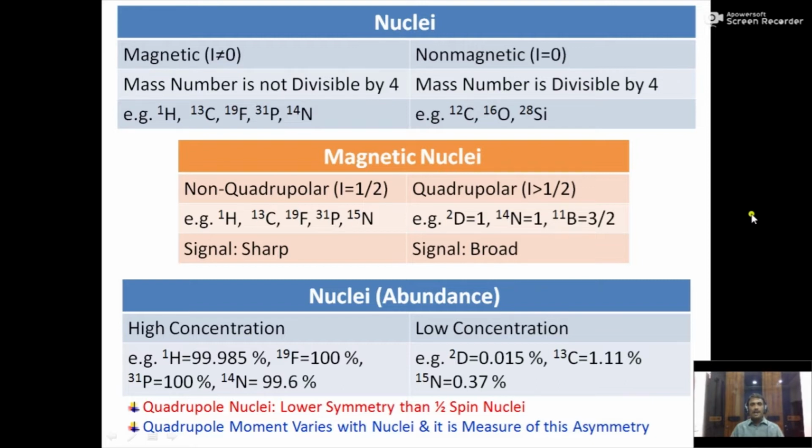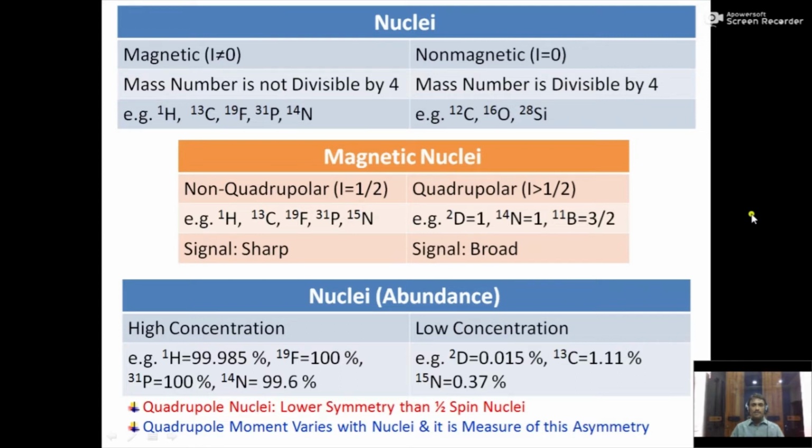Further, the magnetic nuclei are classified into non-quadrupolar and quadrupolar nuclei. When I is equal to 1/2, the nuclei are called non-quadrupolar nuclei, and when I is greater than 1/2, they are called quadrupolar nuclei. The maximum value of I can be 9/2. In the periodic table you can see various elements, and the maximum value of I may be 9/2. In the case of non-quadrupolar nuclei, we get sharp peaks in the NMR spectrum, while in the case of quadrupolar nuclei, we get a broad signal.